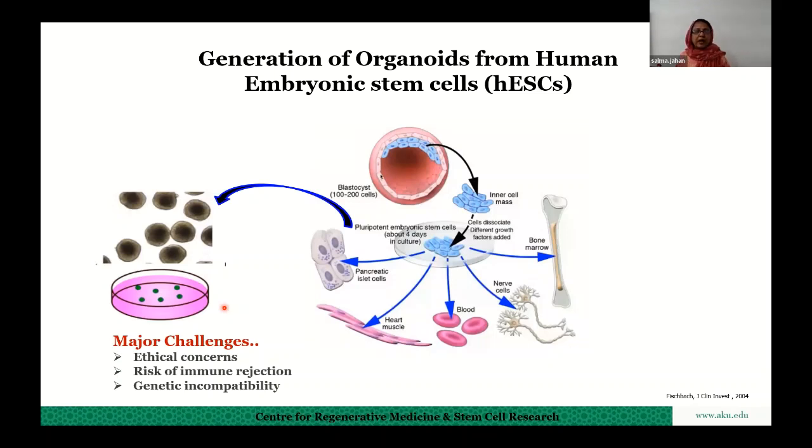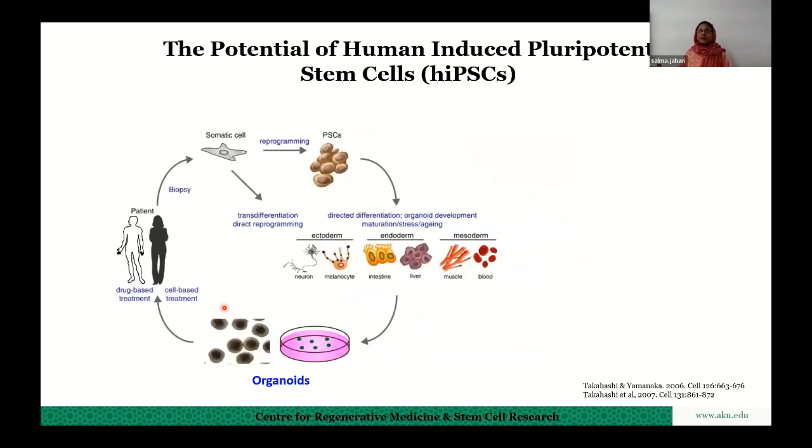But again, we have challenges. So what are the challenges? These challenges are the ethical concerns, because we cannot utilize human embryonic tissue, and we cannot get it because it's an early stage of the human tissue, which is day 5. There is also the risk of immune rejection or genetic incompatibility. So what are the solutions?